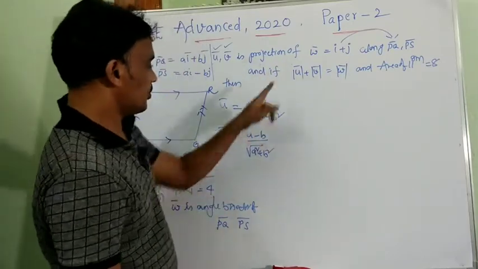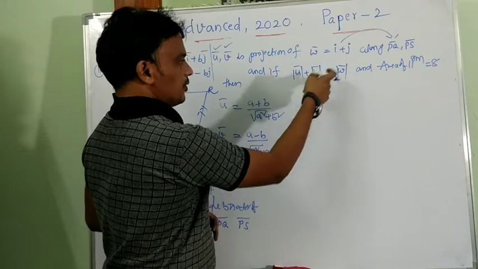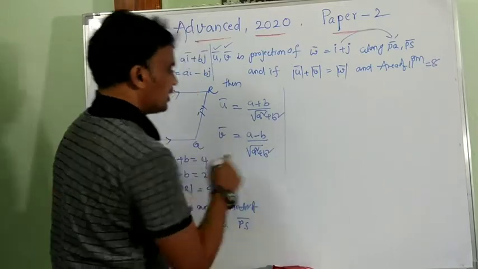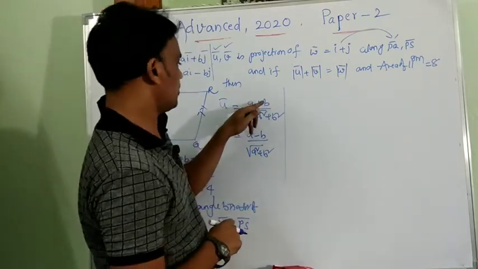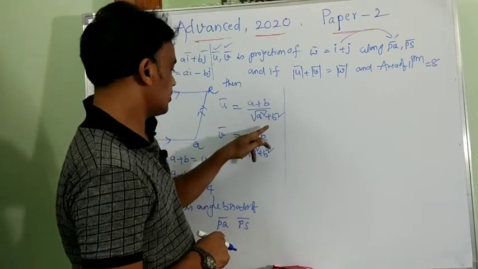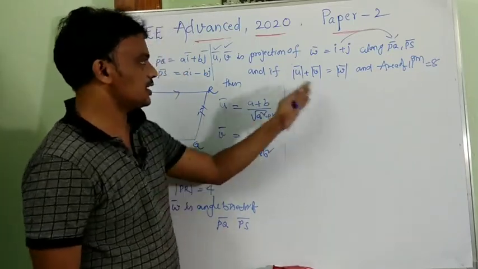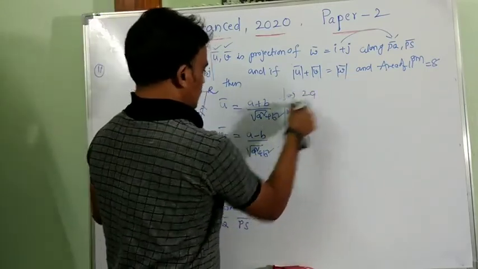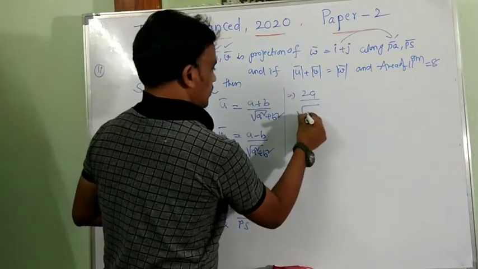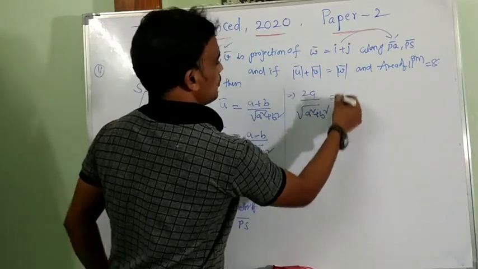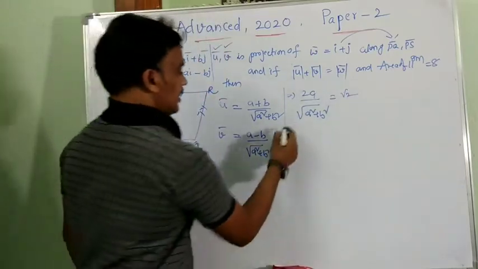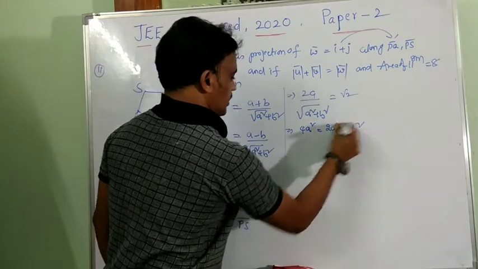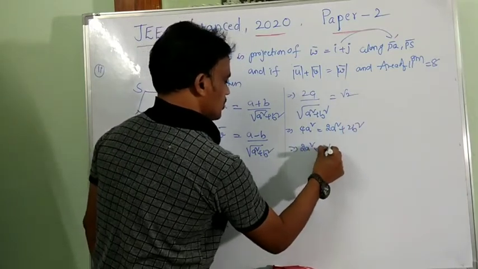And they have given one more condition: the magnitude of U plus the magnitude of V is the magnitude of W. Please use this condition. The magnitude of U is (a plus b) by root of a square plus b square, and that of V is (a minus b) by root of a square plus b square, and the sum equals root 2. By adding these two, 2a by root of a square plus b square equals root 2. Simplifying, 4a square equals 2a square plus 2b square, which gives 2a square equals 2b square.